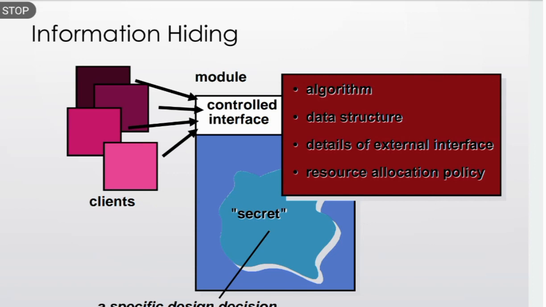Hiding implies that effective modularity can be achieved by defining a set of independent modules that communicate with one another only that information necessary to achieve software function. That is, abstraction helps to define the procedural or informational entities that make up the software. Hiding defines and enforces access constraints to both procedural detail within a module and any local data structure used by the module.